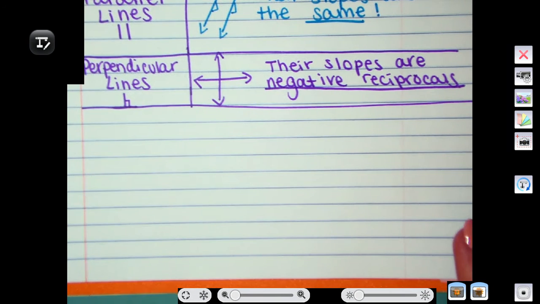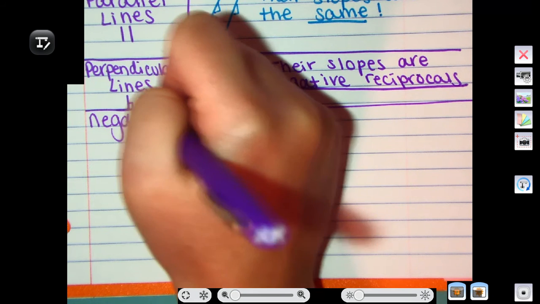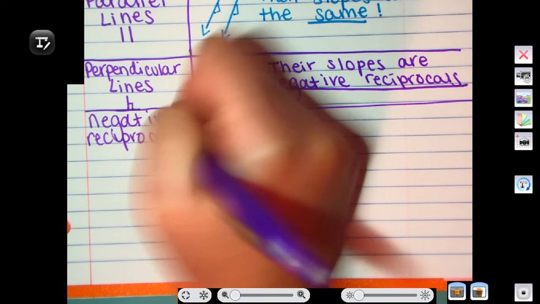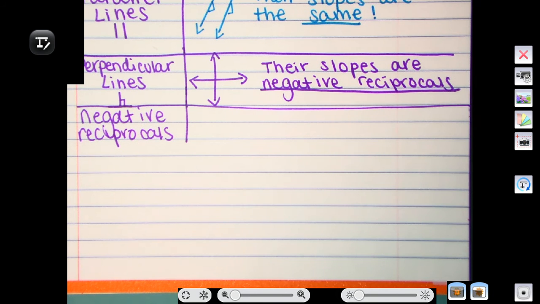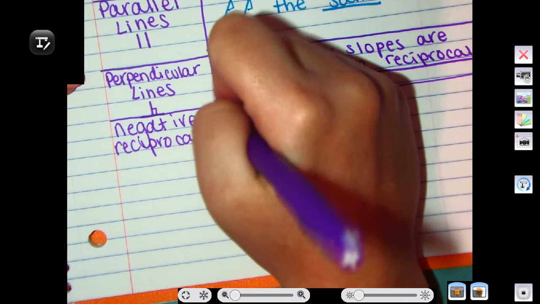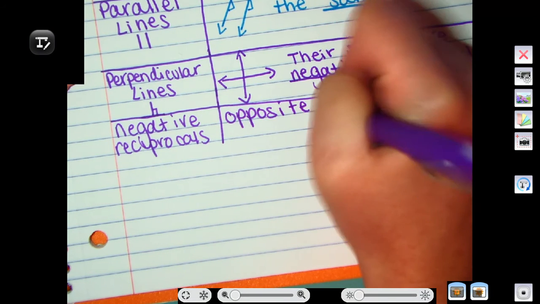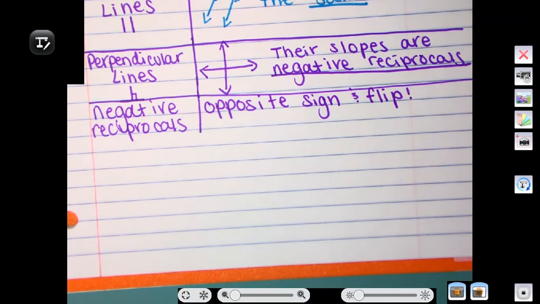Okay, so negative reciprocals. I'm going to put that here. We know what a negative number is. Do we know what a reciprocal is? What do you think a reciprocal is? So a reciprocal basically just means flipping the fraction, and negative means the opposite sign. So how we want to remember this is opposite sign and flip. That's all you have to do. You change the sign and flip it. Opposite sign and flip.